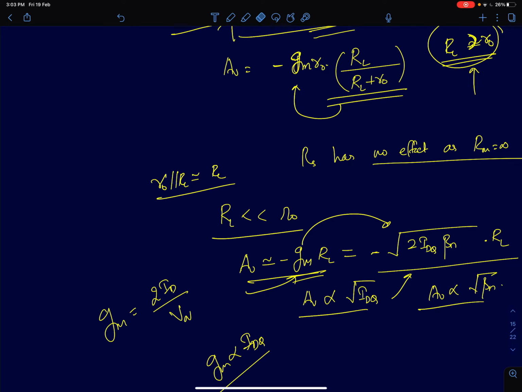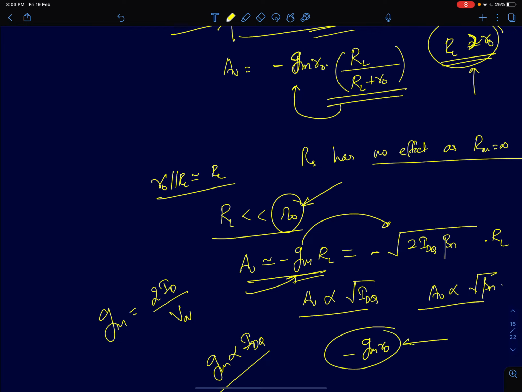I mean, again, it doesn't mean that if I keep increasing my drain current indefinitely or W by L ratios indefinitely, the gain will increase. Eventually what will happen is after some point your device will enter subthreshold or your R0 will start coming into the picture. Your R0 will start becoming smaller and smaller with increasing drain current. When that happens, eventually, no matter what you do, you can never exceed GMR0, minus of GMR0. That's the intrinsic gain of a common source amplifier.